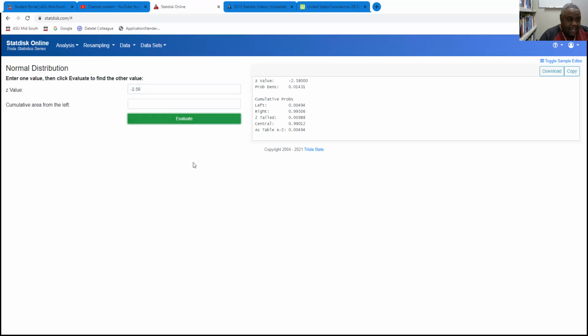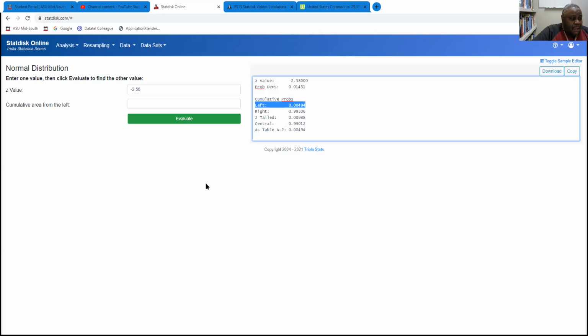Now, in this case, we could choose either the left or to the right. I'm choosing the left. So that probability value that you see there for the left would be 0.0049 to 4 decimal places. The 4th decimal value after the decimal point is a 9. To the right of it is 4. It's less than 5, so that 9 stays the same.